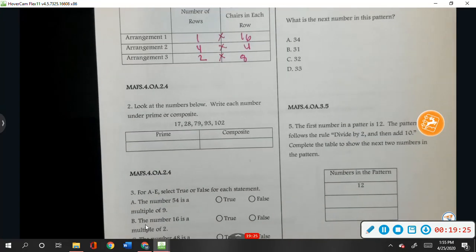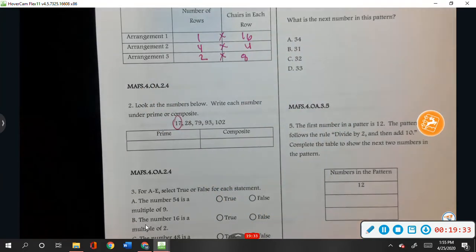Number 2 says look at the numbers below. Write each number under prime or composite. There it goes. Alright, it says 17. Is it prime or composite?